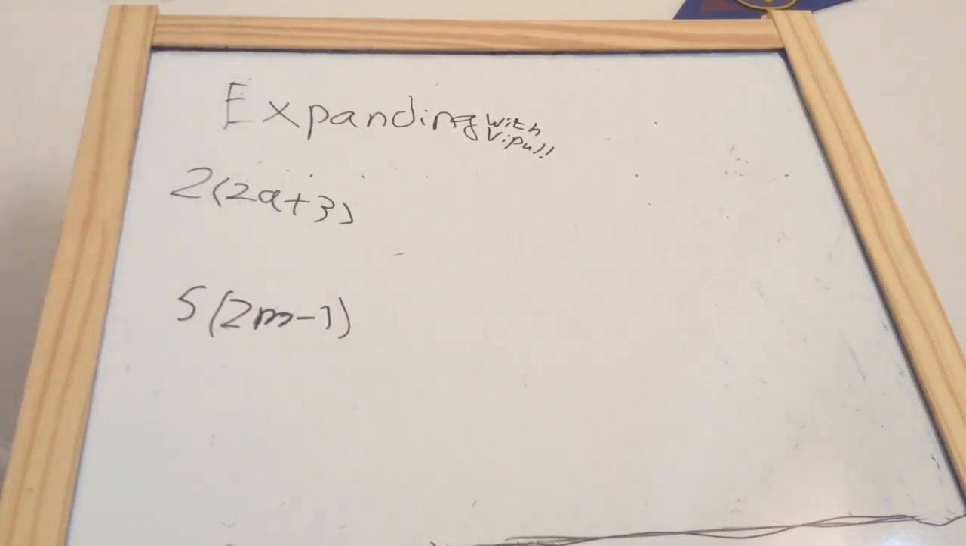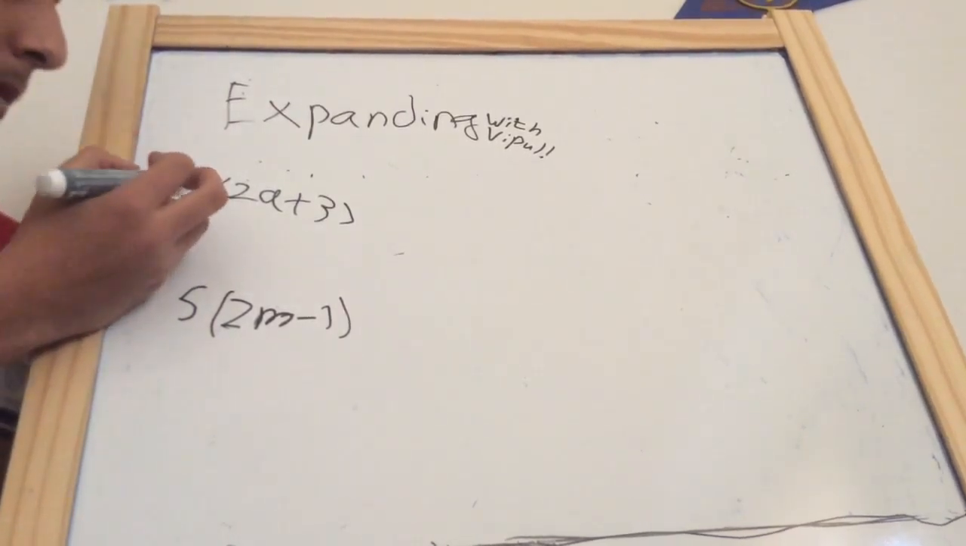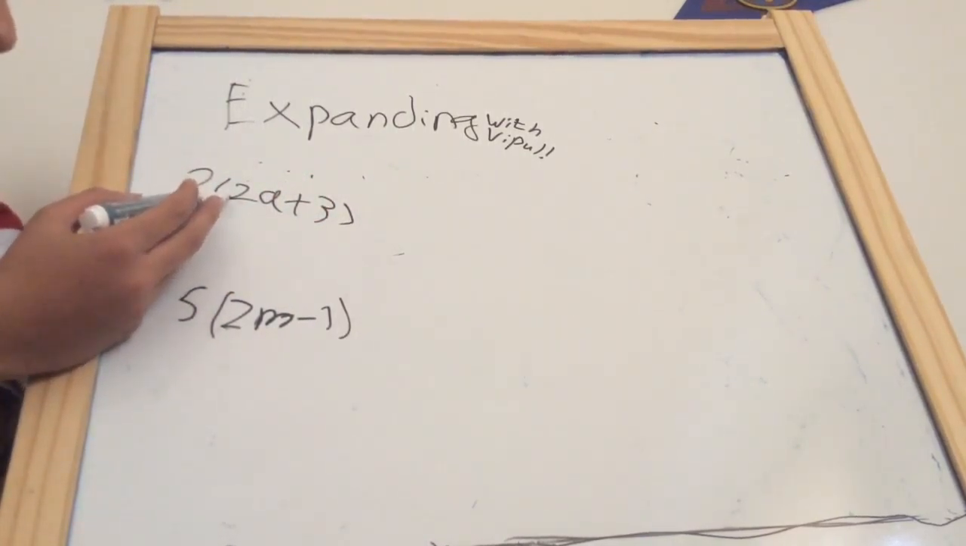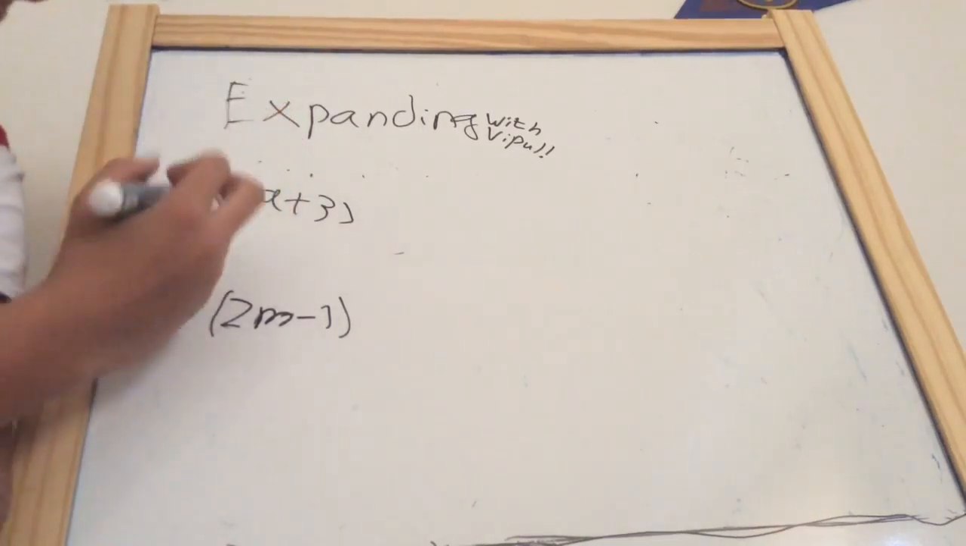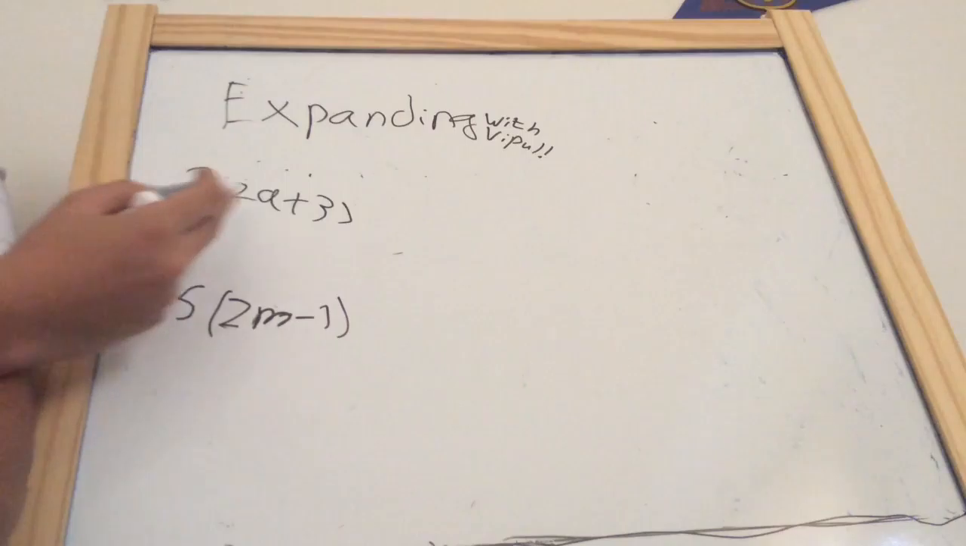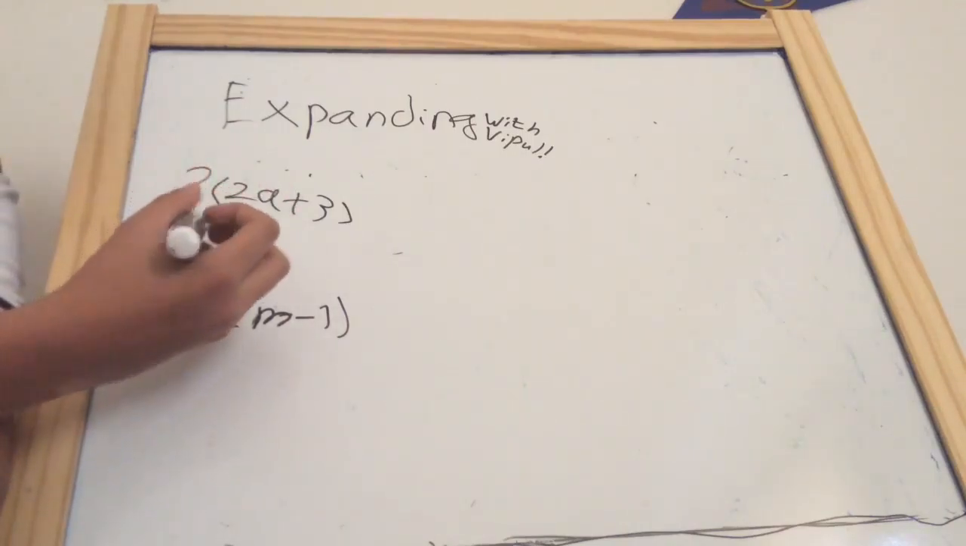Expanding is when you try to bring what is outside of grouping symbols inside. So you try to spread it out. We have our example here, 2, which is outside these parentheses. Inside the parentheses we have 2a plus 3. If we want to expand, we have to multiply 2 by each term in this group.